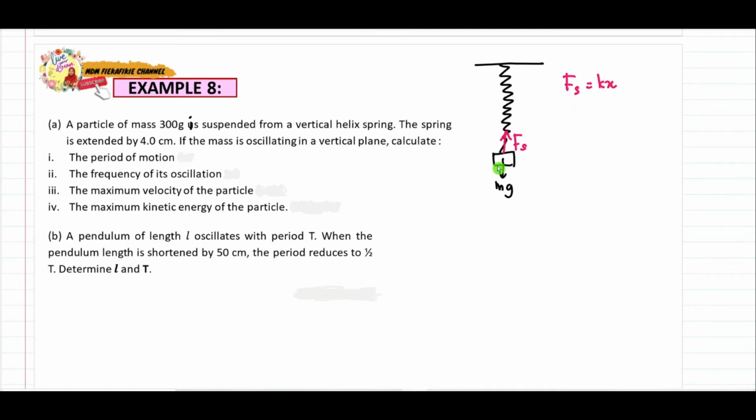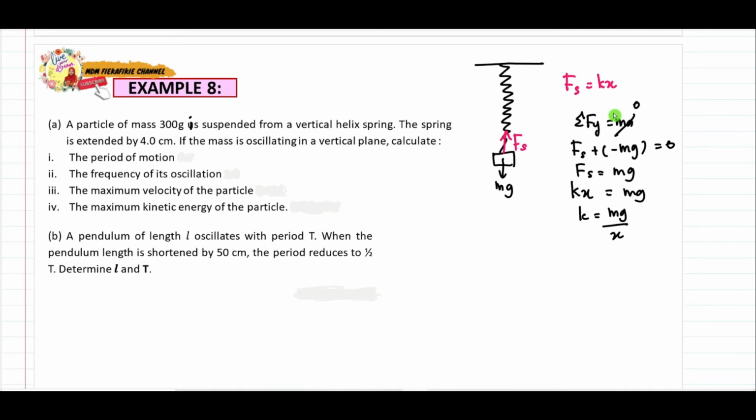Okay, so at this position, since the object is in static equilibrium, so we consider the equation total Fy equal to ma. Okay, so in this case, we're gonna have Fs plus negative weight mg equal to 0. So Fs is equal to mg. Okay, so ini kena tahulah. So from here we can write the equation of k in terms of g, m and x. Okay, where k is equal to mg over x. Okay, boleh? So, kena tahu sikit lah ini.